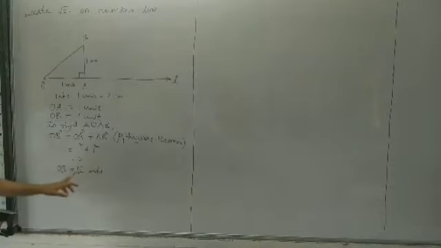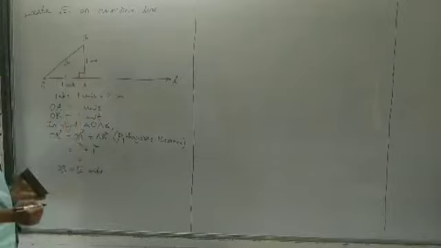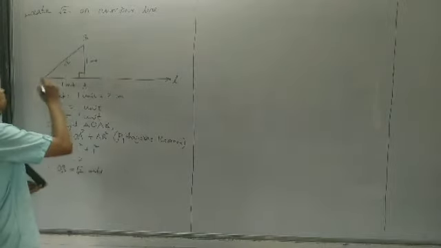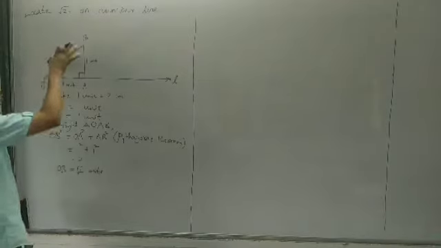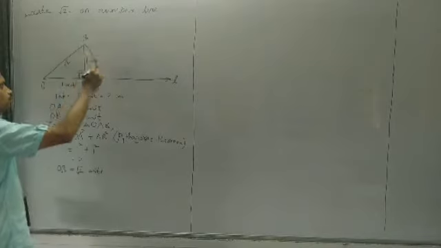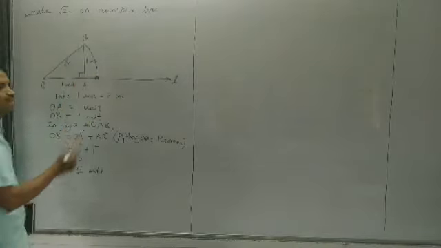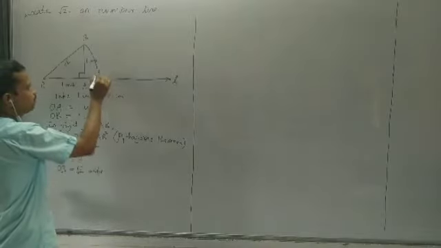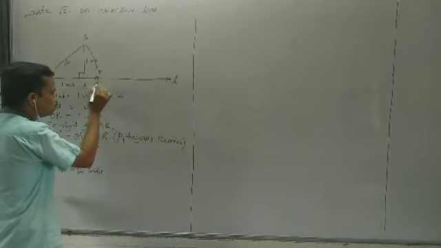So now we got OB is root 2. Now you write this is root 2. And keeping the compass pointer at O and radius OB, you draw an arc. And it will meet here on the number line. Let this point be P. Now this is root 2.